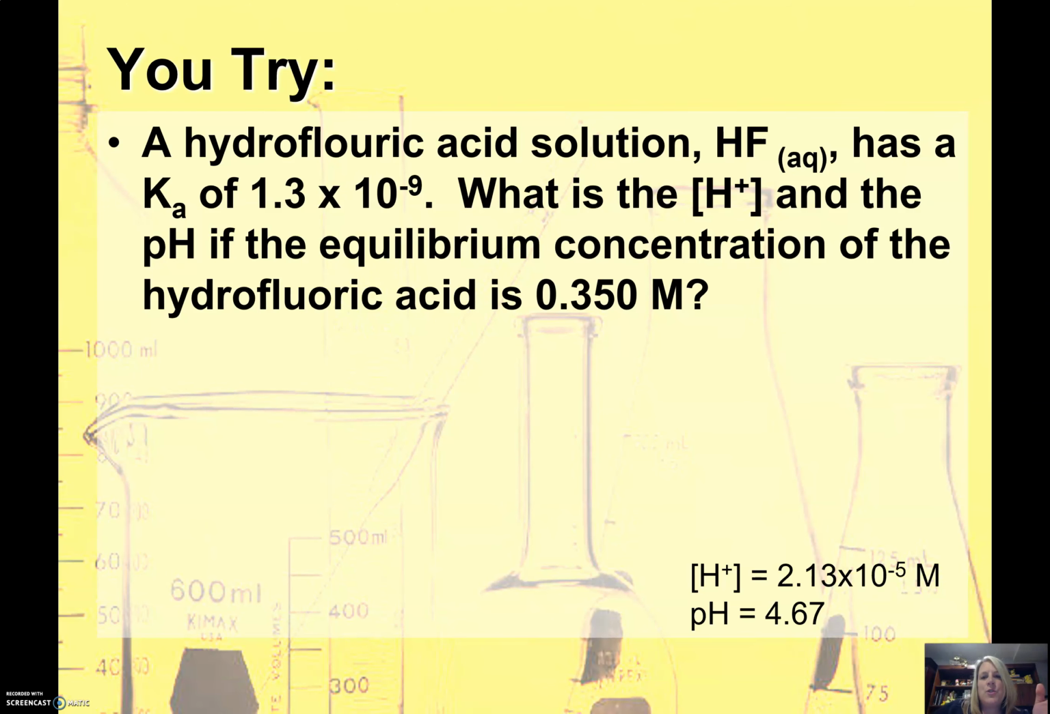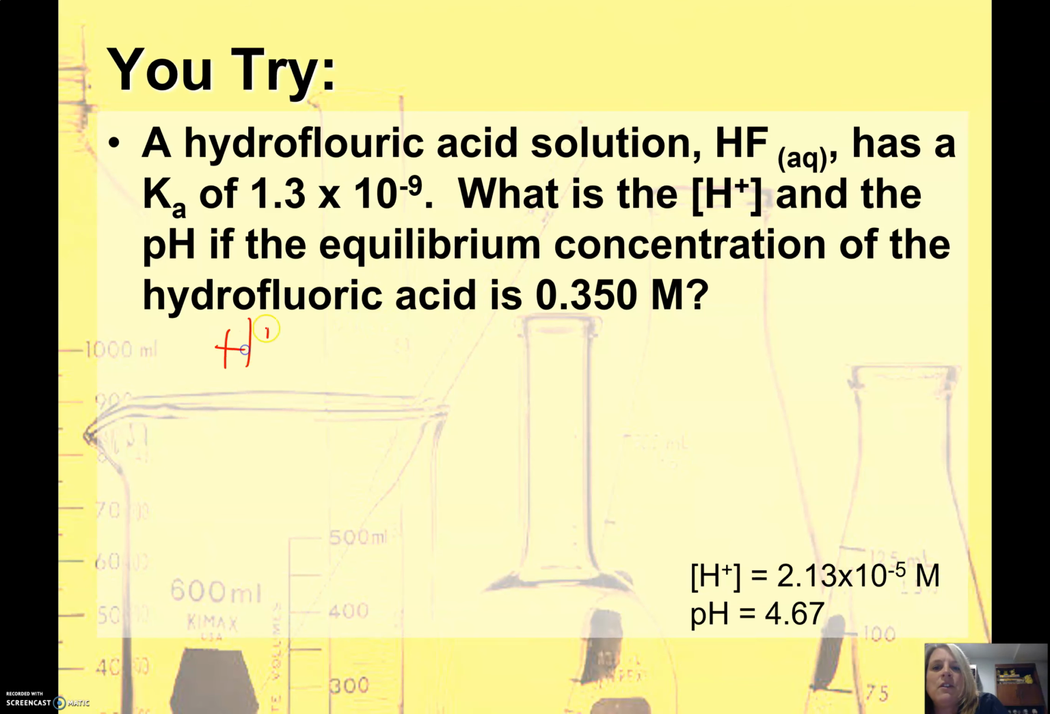All right, how about you try this? We have hydrofluoric acid. It has a Ka value of 1.3 times 10 to the negative ninth. Find the hydrogen ion concentration and the pH if the concentration of the acid is 0.35 molar. Pause the video, see if you can work through this. The answers are at the bottom of the screen.